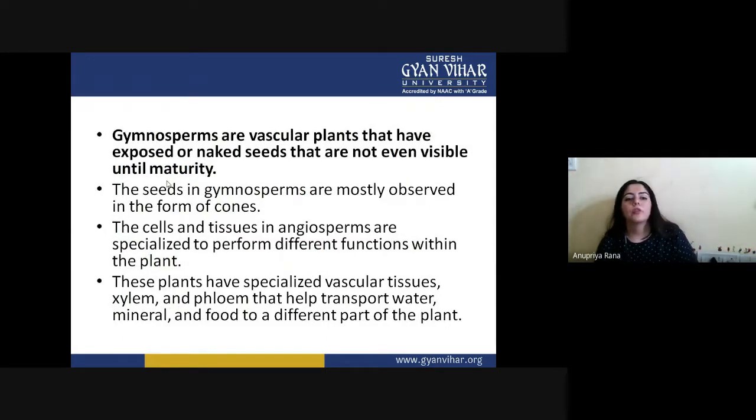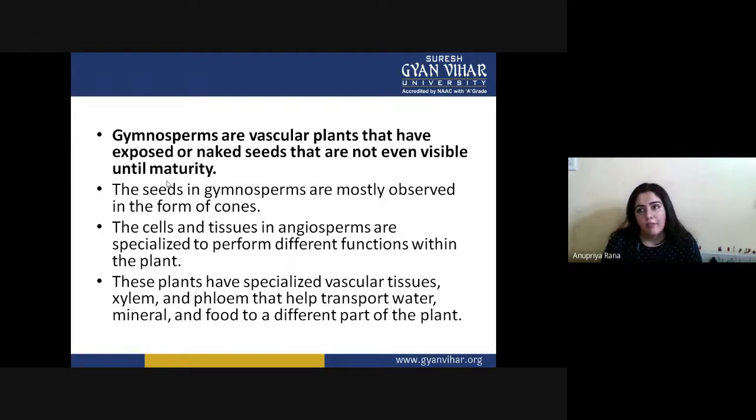Now we are going to take a look at the gymnosperm plants. We already studied the major advanced characteristics in the angiosperms, so now it's time to look at gymnosperms. Gymnosperms are not as developed as angiosperms if we do the comparison. They are limited, not as diverse as the angiosperms.